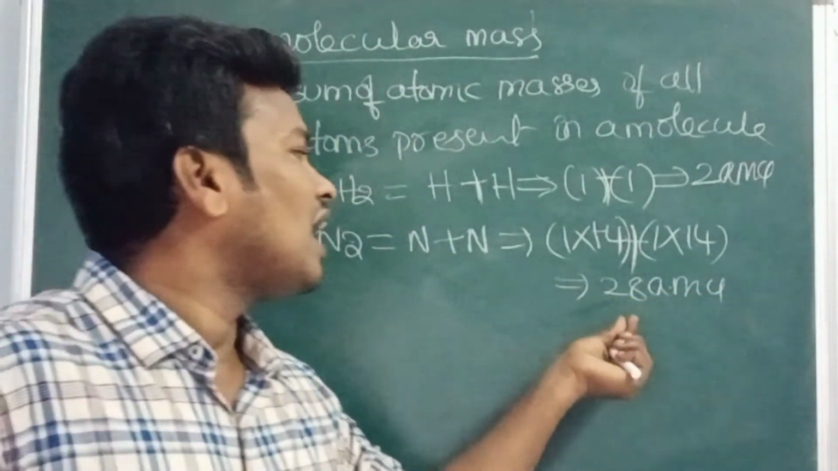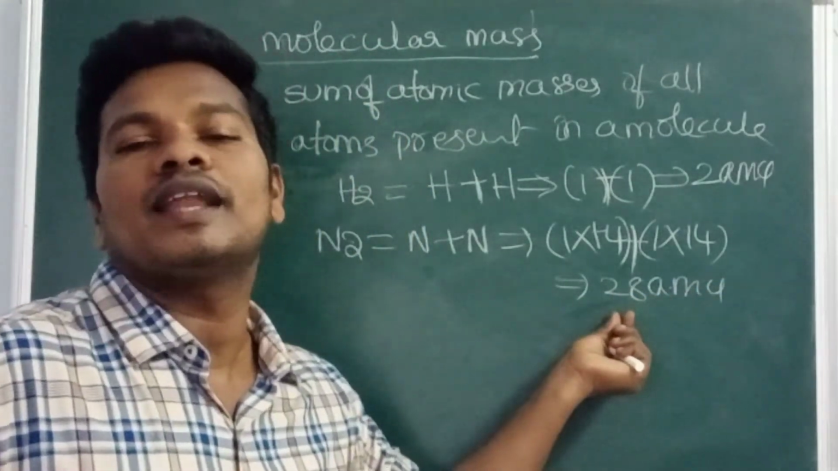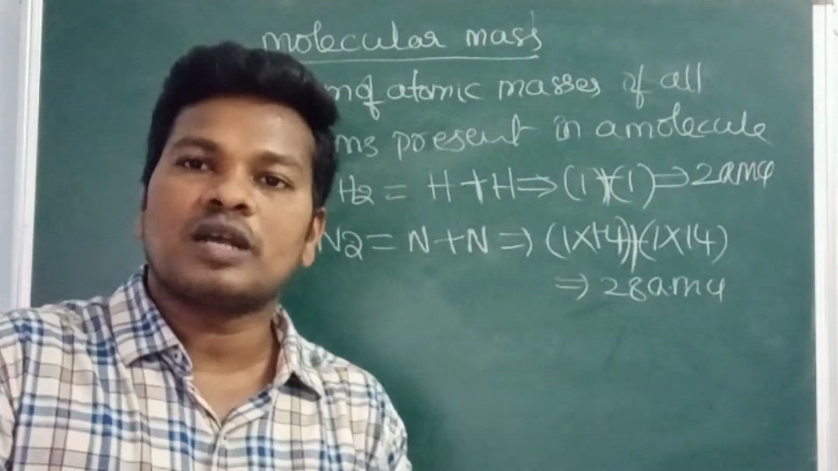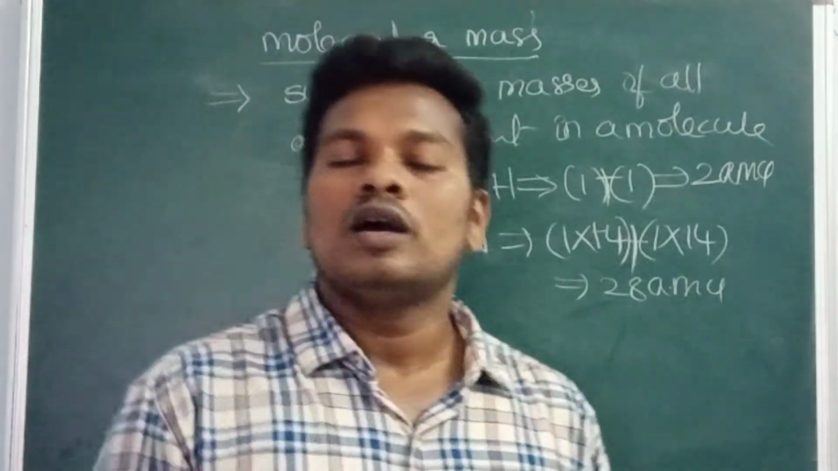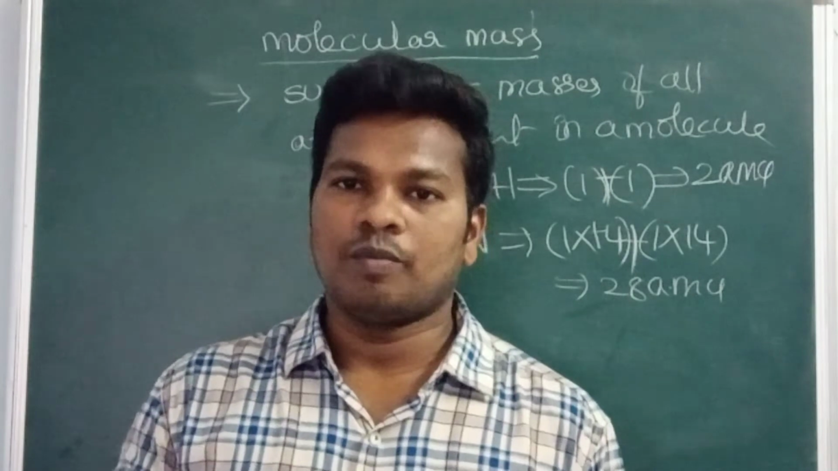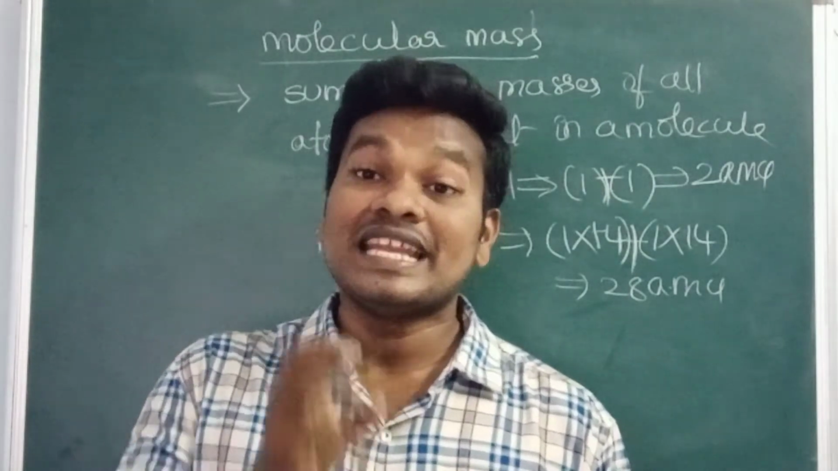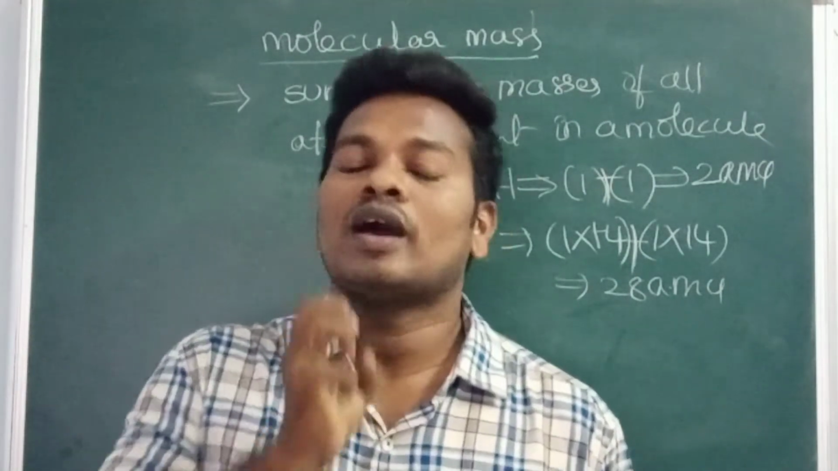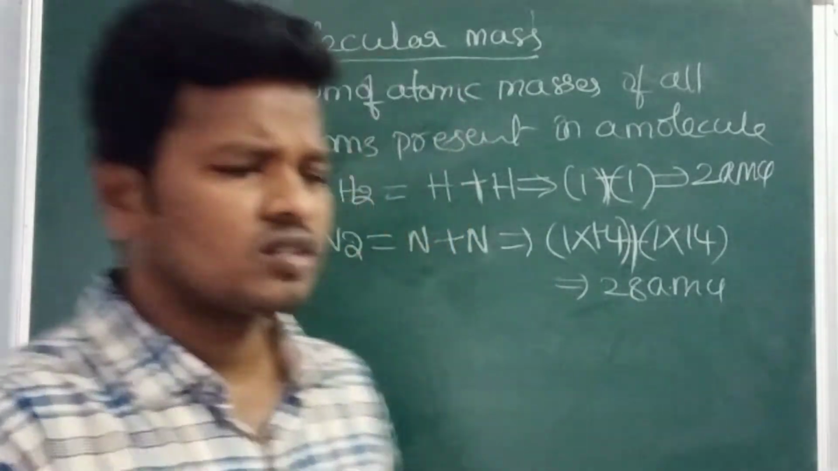The sum of all the atoms present in a molecule. Whatever atoms are present: if 3 atoms are present, the sum of the 3 atomic masses; if 4 atoms are present in a molecule, the sum of the 4 atoms' mass. That is what is called the molecular mass.